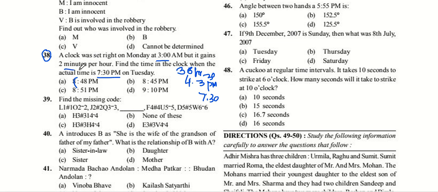If it gains 2 minutes every hour, then in 40 hours it will gain 80 minutes. And now there are 30 minutes extra, that is plus 1, so it will gain 81 minutes. 81 minutes means 1 hour and 21 minutes. So if the unit digit is 1, this is the correct option, 851. So this should be the actual methodology to solve with the options only.